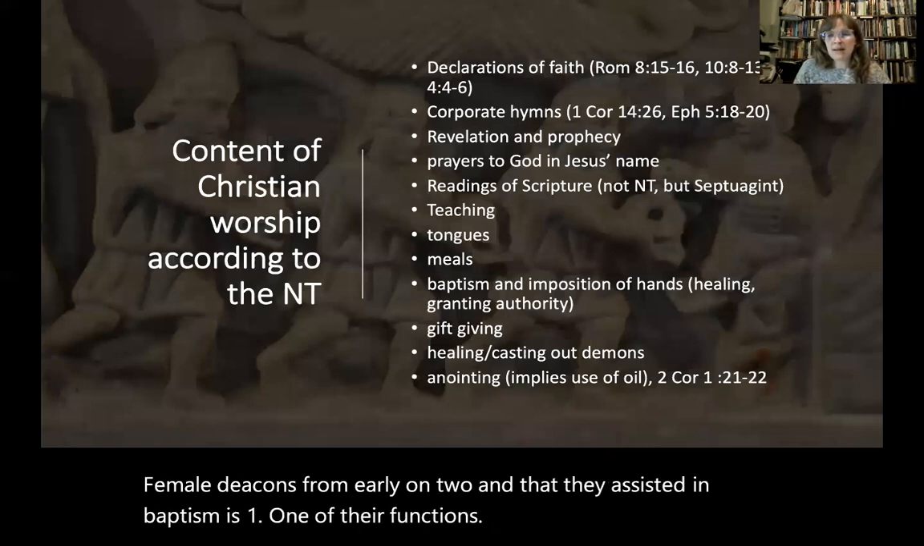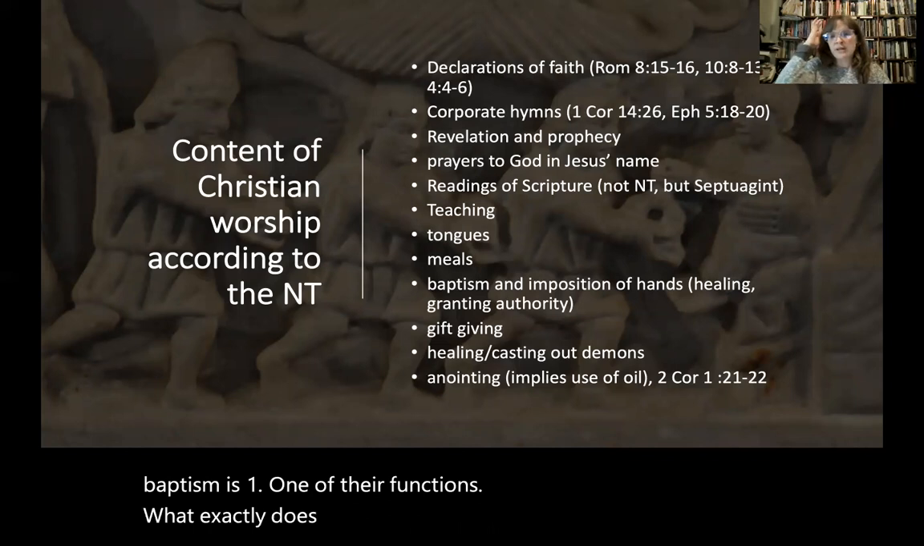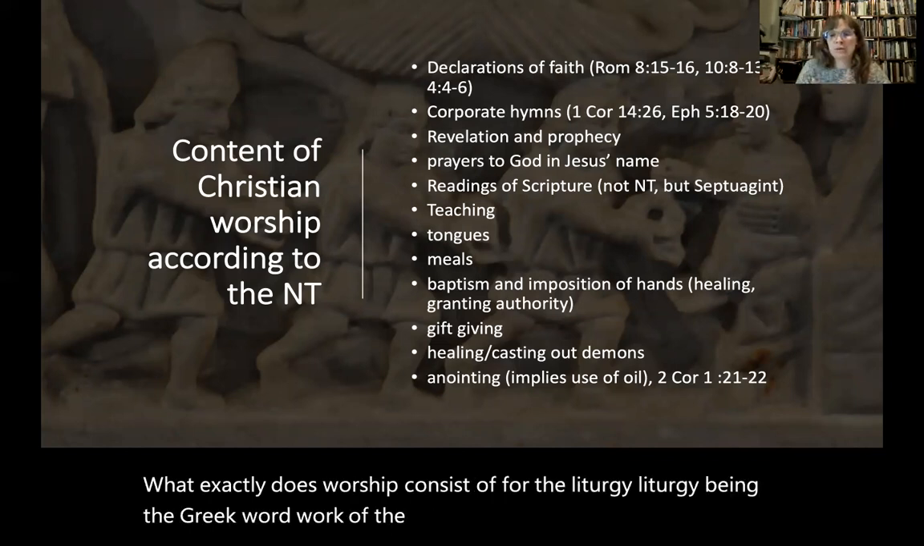What exactly does worship consist of, or the liturgy? Liturgy being the Greek word for work of the people, which refers to a kind of order of worship.